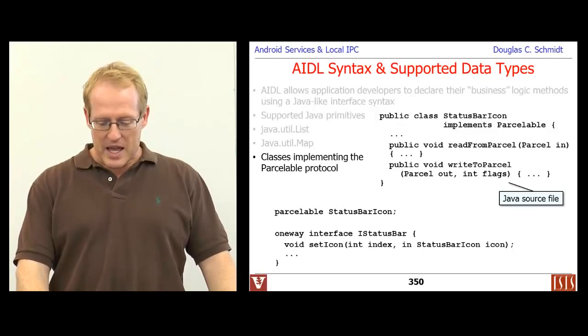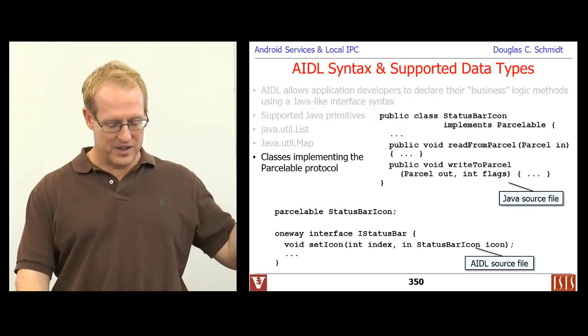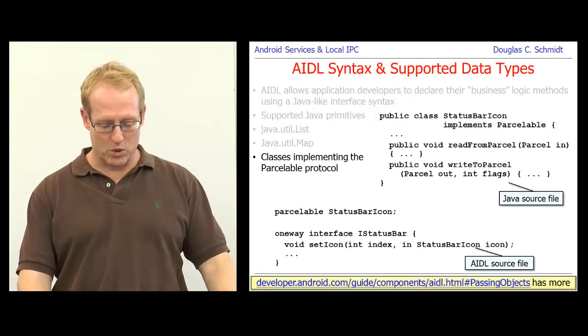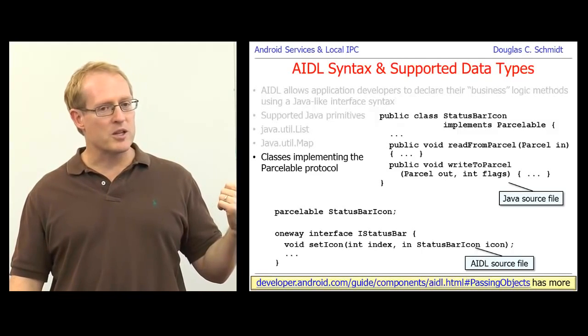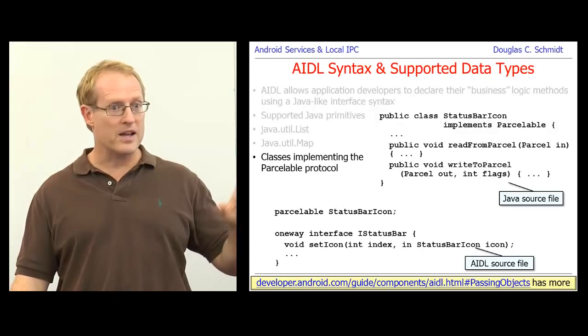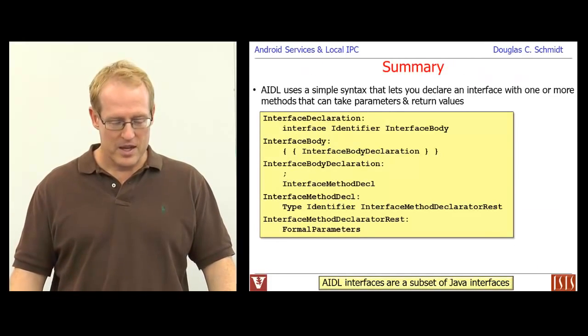That's why. So as you can see here, StatusBarIcon is a Java source file. This other thing is an AIDL source file. And so you can make those work together. There's a description that you can find on the Android web page that talks more about how you pass objects, and it goes through and shows you an example of how to do this kind of thing.